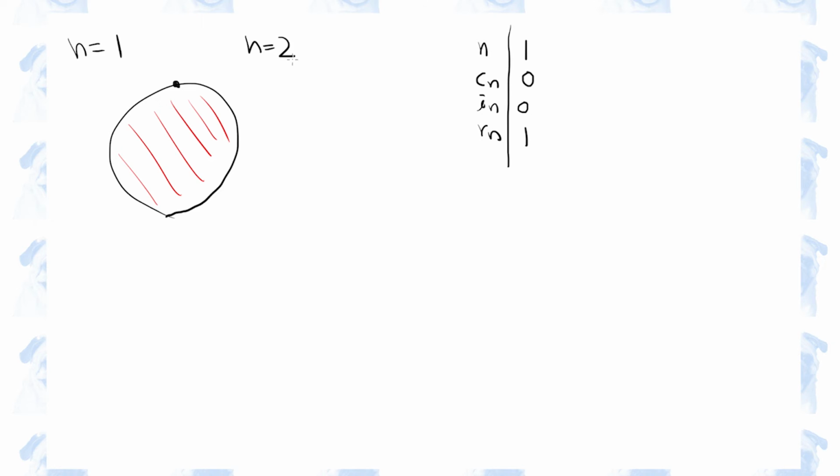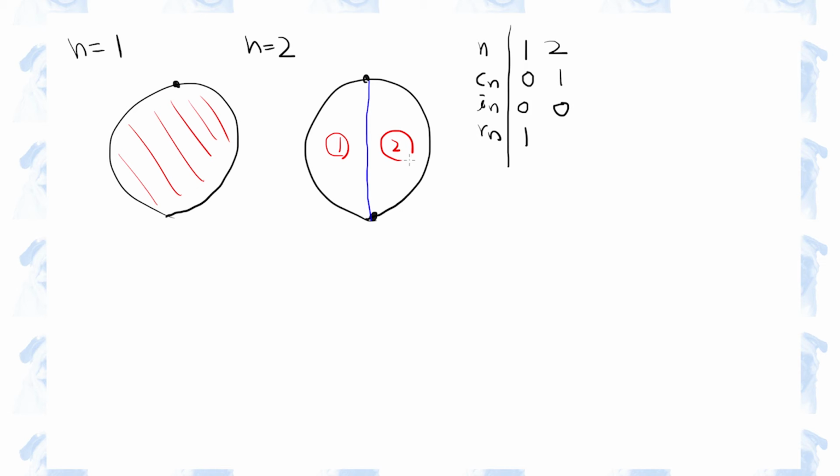When n is 2, we can put 2 dots on the circumference. How many chords can we draw? 1. We can draw one chord, and with one chord there is no intersection, 0. And how many regions do we have? 1, 2. So 2.